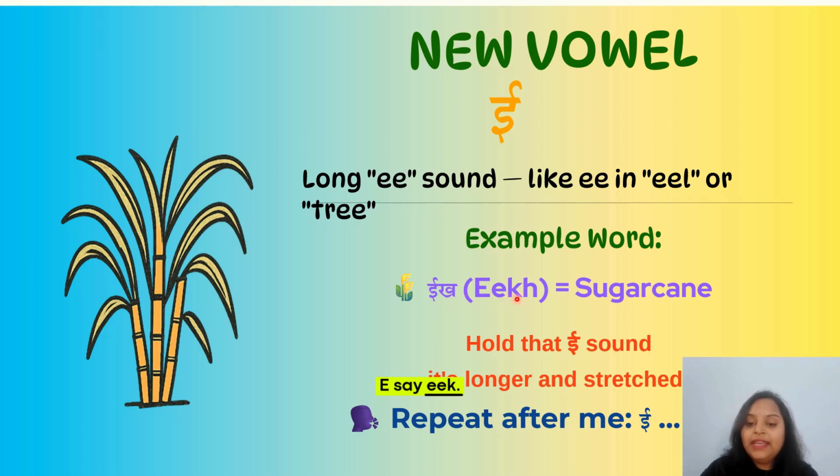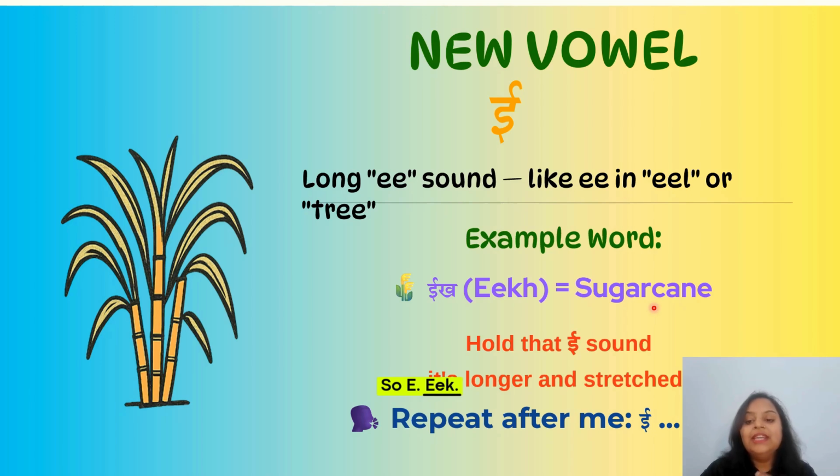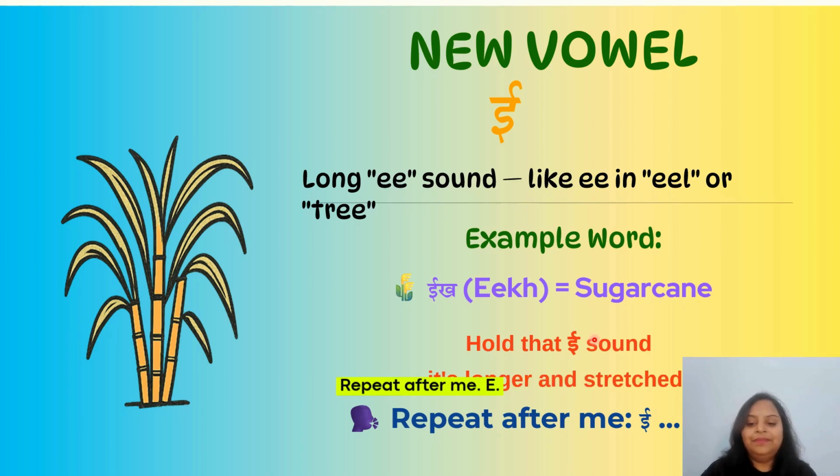E, as in eek. Eek is called sugar cane. Yes, sugar cane from which we get sugar. It's a plant from which we get sugar. So eek. Hold that E sound for a longer and stretched period. Repeat after me. Eek. Yes, very good. You have successfully completed the first four vowels of Hindi language.